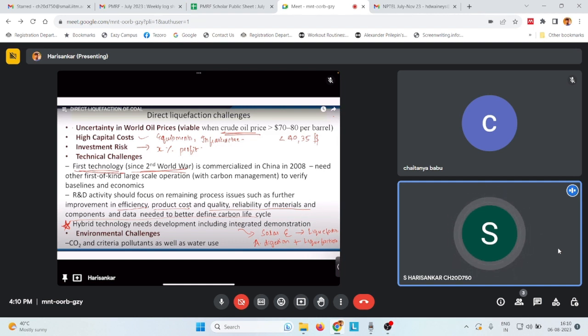And the final list of challenges is the environmental challenge. We still have to confirm how much CO2 or carbon footprint is released when we do direct liquefaction of coal. The amount of carbon dioxide generated to produce these liquids has to be taken into account, as well as other pollutants. And in some cases we use water. If we are using steam for any of our processes, or water, as in the hydrothermal liquefaction I mentioned briefly, we will be using water to liquefy our feedstock. In all these cases, the amount of water being used also needs to be taken into account in order to establish the sustainability aspect of the direct liquefaction process.